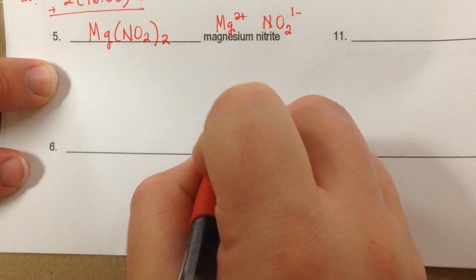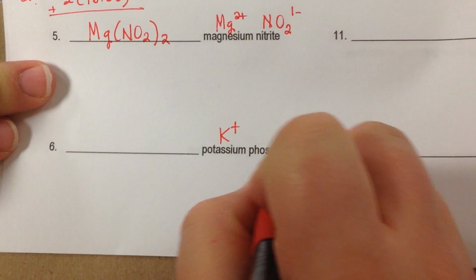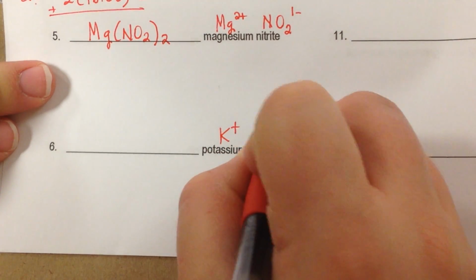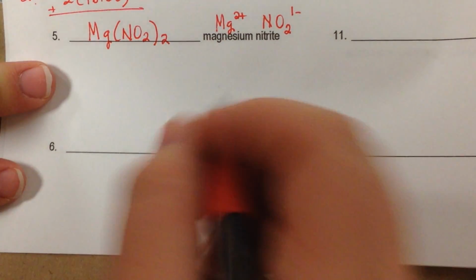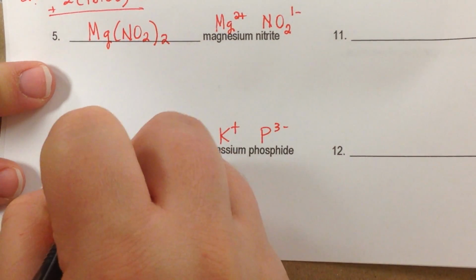Potassium phosphide. Potassium is a metal. K+. Phosphide, the IDE ending. We can look straight at the periodic table and know that it has a 3- charge. So my formula is K3P.